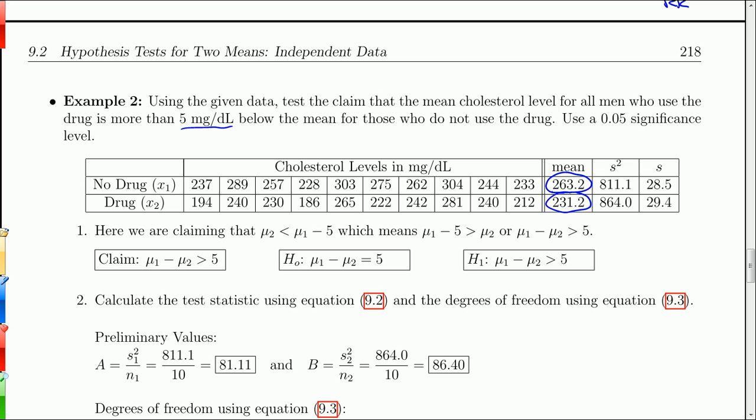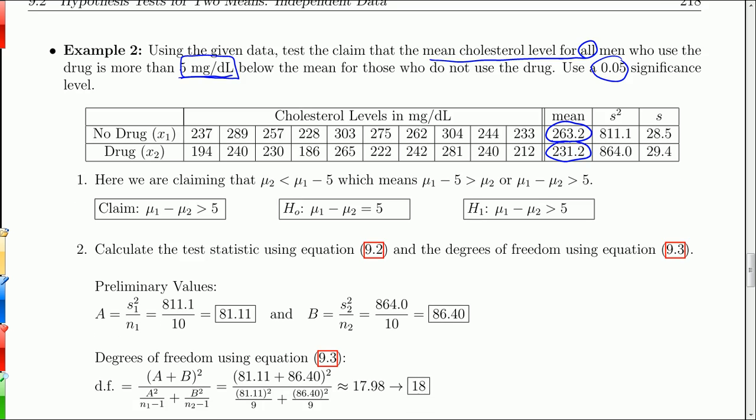Test the claim that the mean cholesterol level for all men who use the drug is more than 5 milligrams per deciliter lower than those who do not use the drug. Use a 0.05 significance level. Right. So most of all of this remains exactly the same, except now I'm saying I claim that mu2, that's the second row, is below mu1 minus 5. Means if you take the mean for all men and subtract 5, the mean for all men who use the drug will be less than that. So we're saying it's more than 5 below.